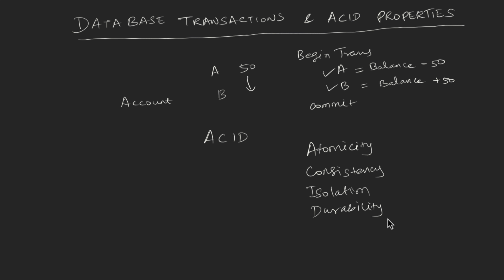And the last one is durability. What durability means is that once a transaction has committed successfully, then no matter what, the data will not be lost, even in case of system failure. So in this case, we have completed this transaction where we have reduced the balance of account A by 50 and increased the balance of account B by 50. Now we have committed this transaction. Immediately after committing this, we have a power failure or some sort of system failure. We can be sure that this data change is retained no matter what. So that is what durability means.